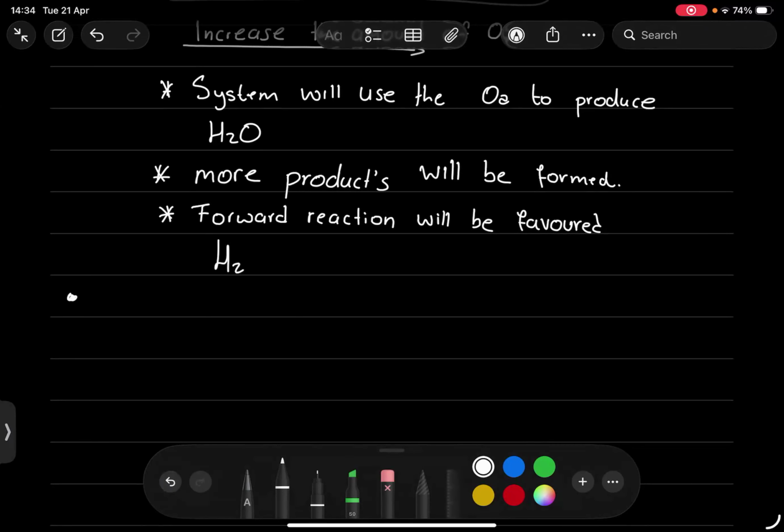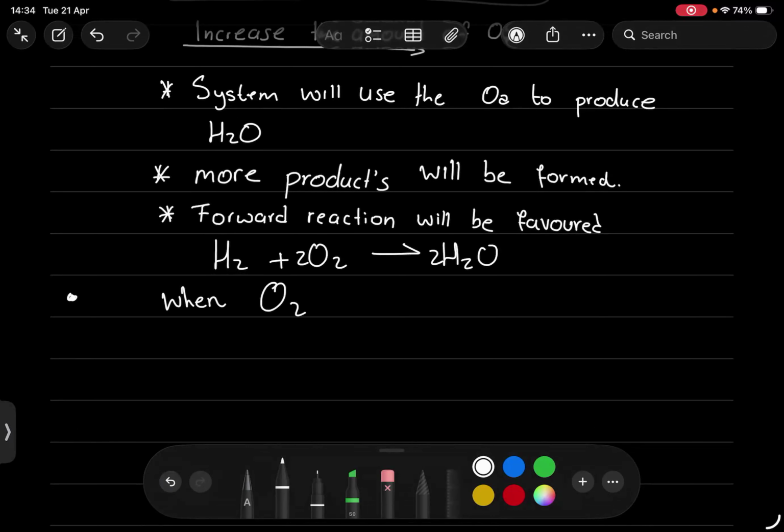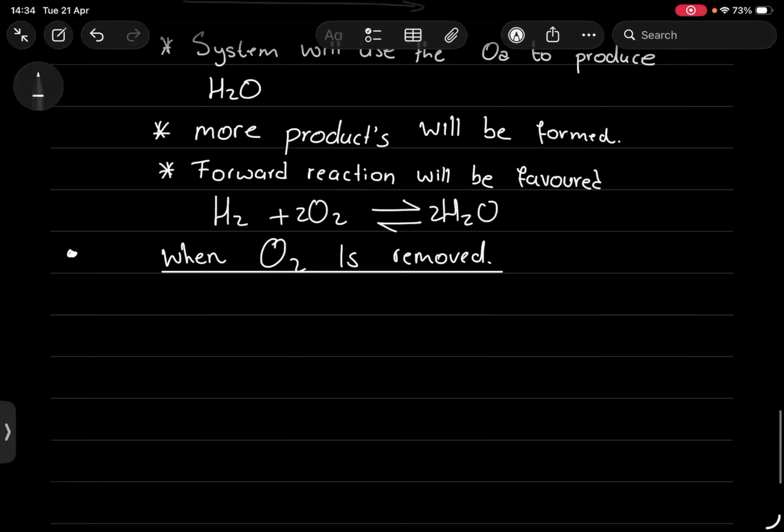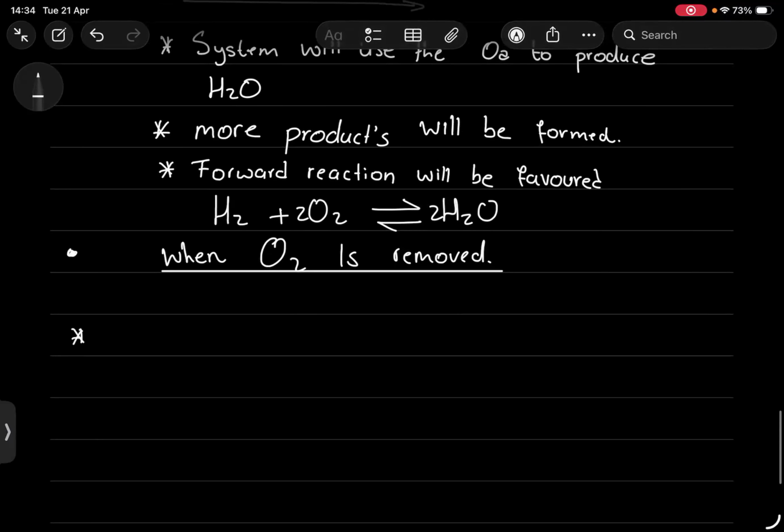to the same reaction, which is going to be H2O, when O2 is removed? What's going to happen to this reaction when O2 is removed? And remember, the reaction is reversible, right? And if O2 is removed, what's going to happen? The system will use the products to do what? To form more of that O2.